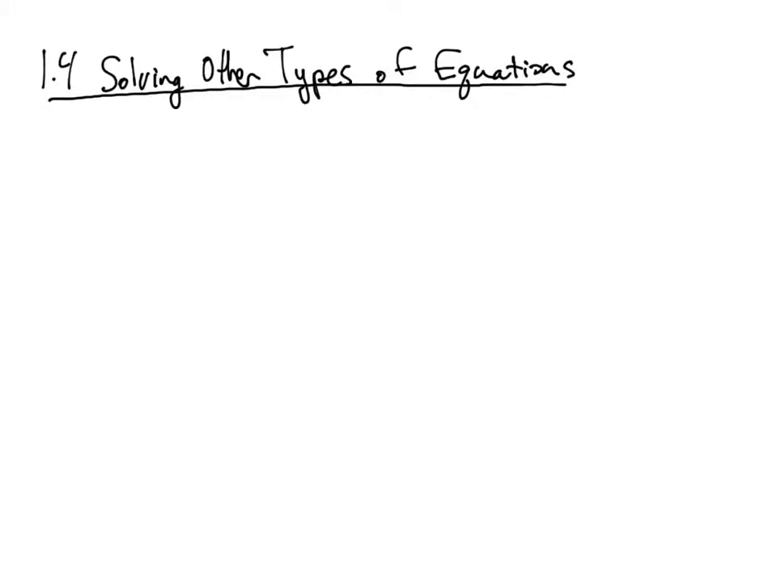In this video, we're going to go through section 1.4, solving other types of equations. And what we mean by this is other types of equations that are not linear and are not quadratic. So, just going to go through a series of examples. The first one, we have x to the fourth equals 9x squared.